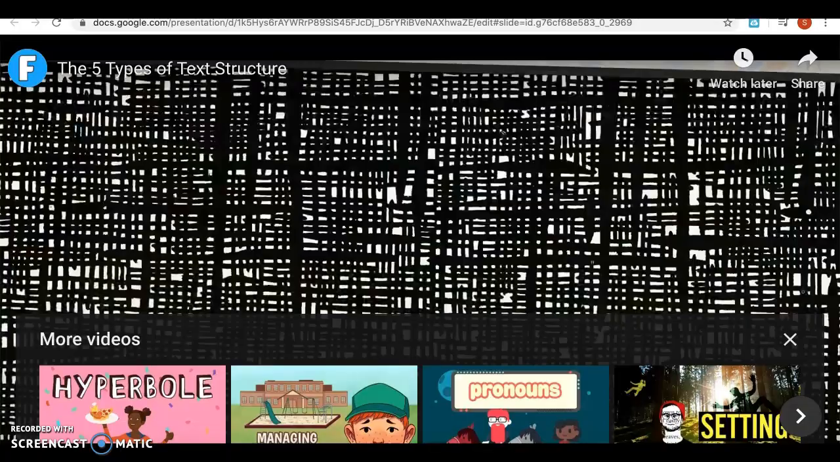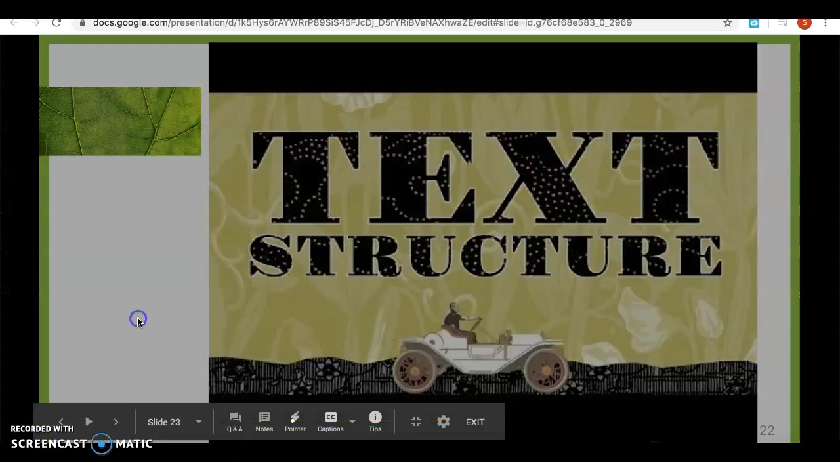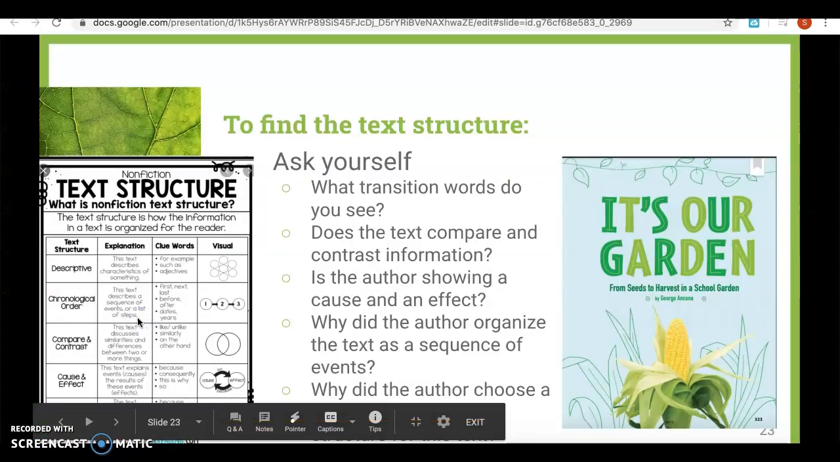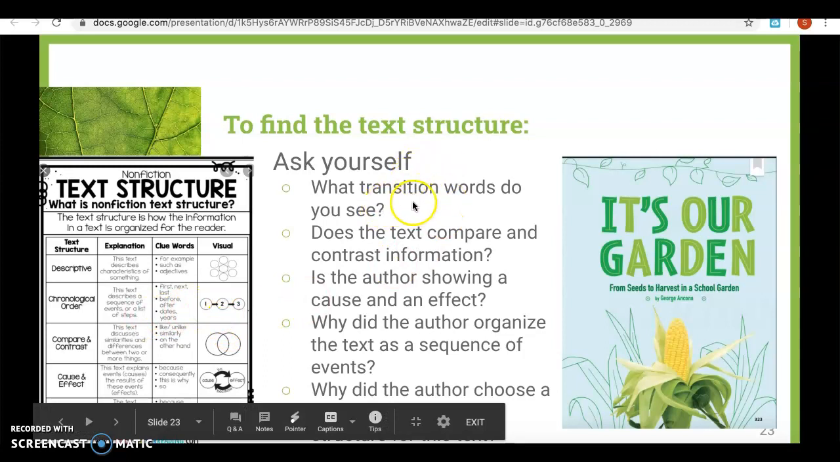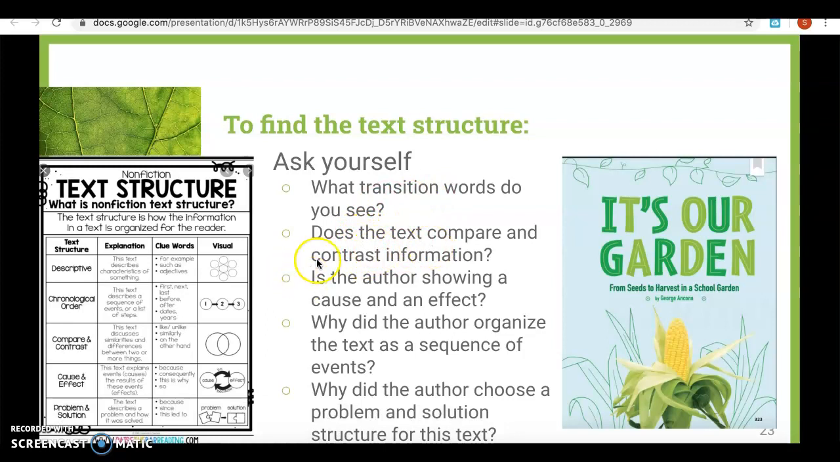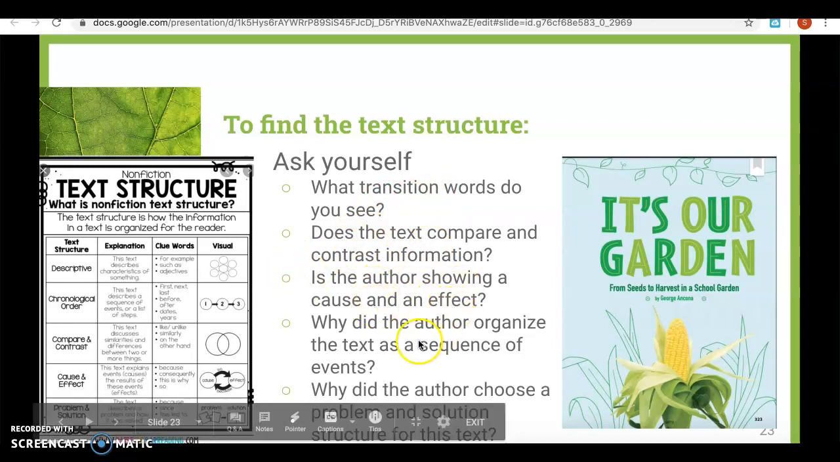So you can finish listening to the song when you review the lesson. So we're going to ask ourselves about what transition words we see. And does the text compare and contrast? Is the author showing a cause and an effect? Why did the author organize the text as a sequence of events? Or why did the author choose a problem and solution?